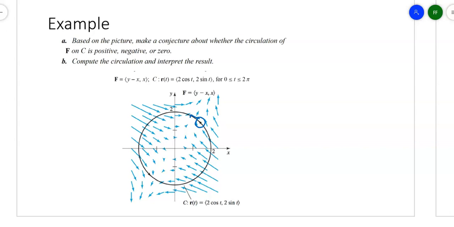the circulation. So the circulation is calculated again with an integral of f times r prime. So what is our f? The f was given to us right over here. R is also given to us. So that must mean then 2 cosine t is x, 2 sine t is y. So let's rewrite f in terms of the x and the y.